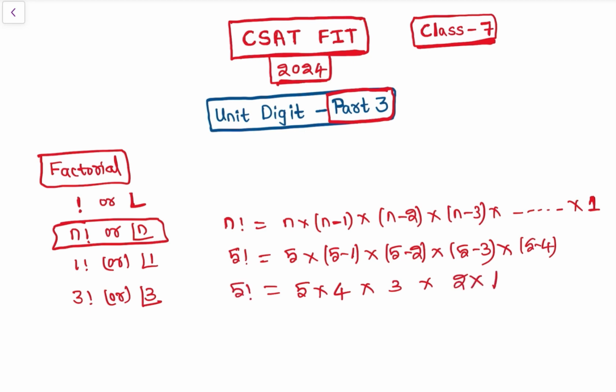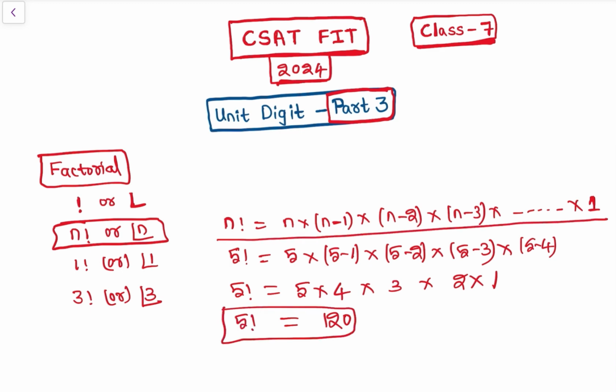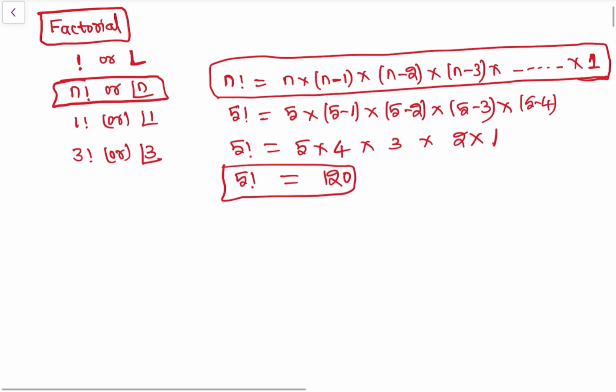अब उसको multiply किया, so 5 4s are 20, 20 3s are 60, 60 2s are 120. So 5 factorial is nothing but 120. So we use this formula to write the factorial of any number. So let's see the factorial of 1. ठीक है, 1 factorial is what? 1. ठीक है, 1 minus 1 0 आएगा, so the last number we have to get is 1. So 1 factorial is 1. ठीक है, 1 is the answer.